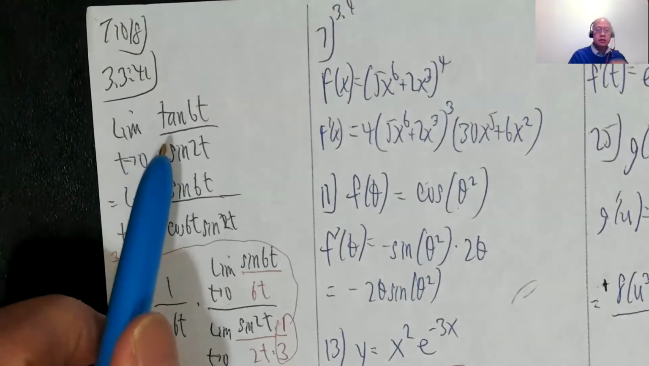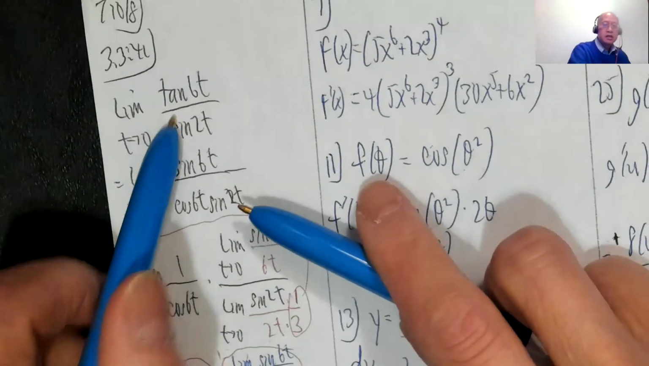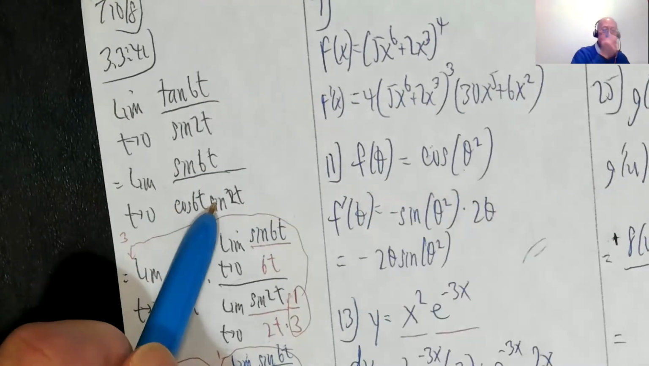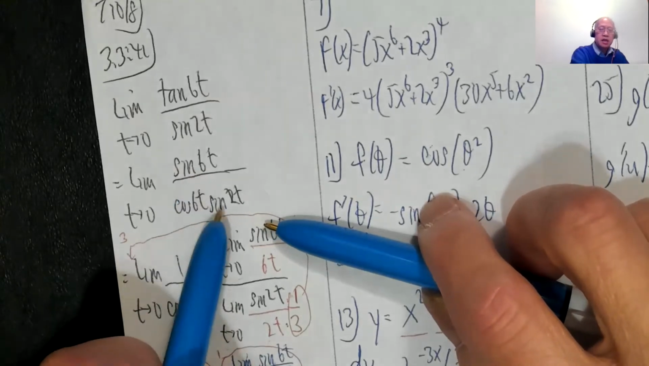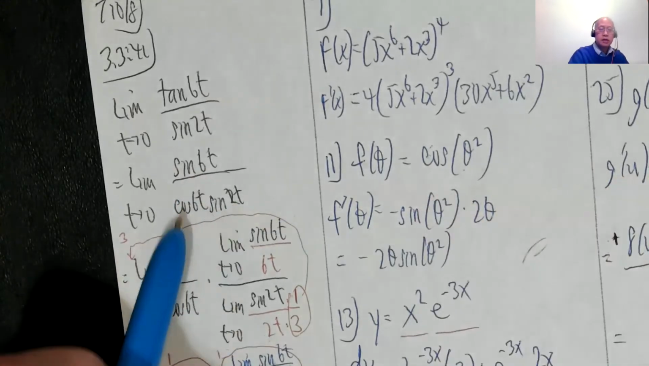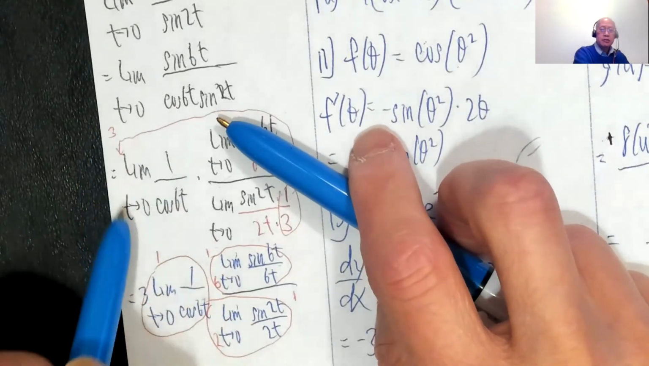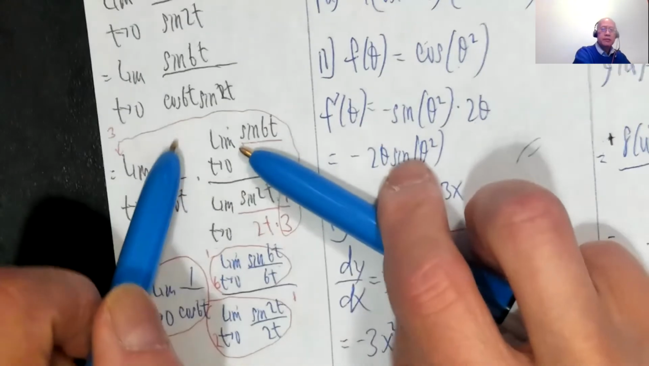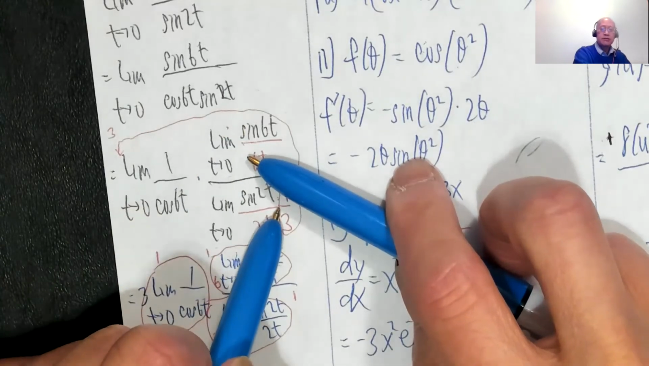So 3.3, number 41. Limit as t approaches 0 of tan 6t over sine 2t. So tangent 6t is sine 6t over cosine 6t, over sine of 2t. Now, the way it works is you want underneath here a 6t, you want underneath here a 2t. So I just do it. Okay, first I separate out limit as t approaches 0 of 1 over cosine 6t, limit as t approaches 0 of sine of 6t, limit as t approaches 0 of sine of 2t.